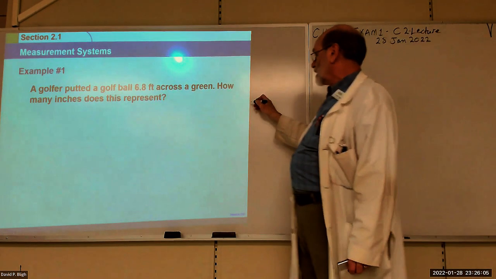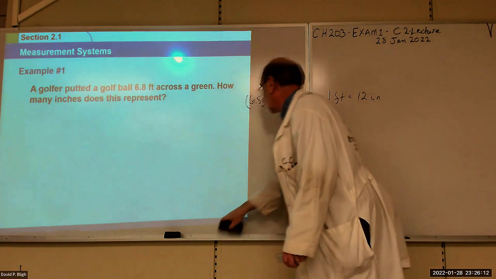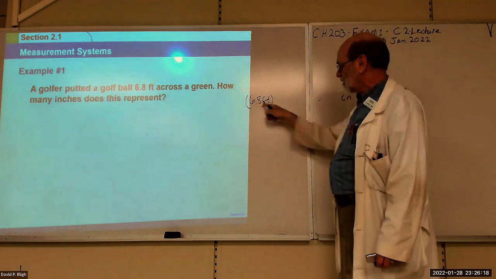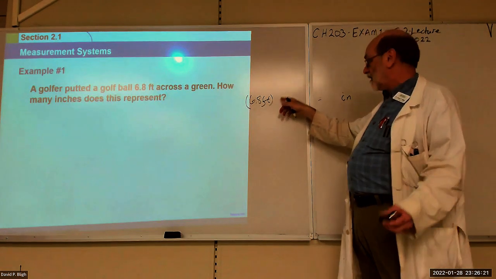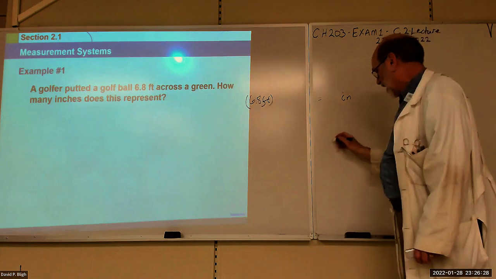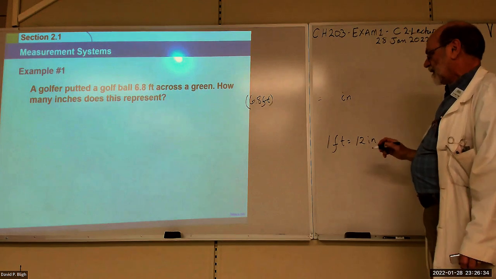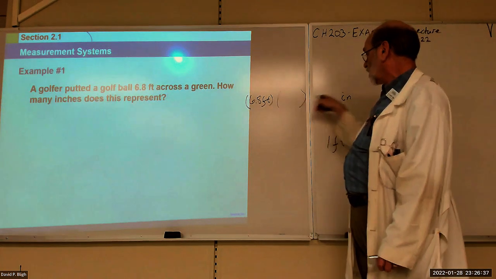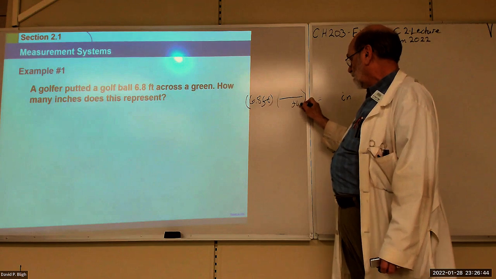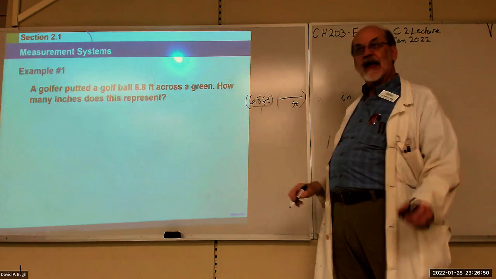Well, if we're going to convert 6.8 feet to inches, I need something in here, a conversion factor, that will cancel feet and give me inches. So my equivalence is this. How do I need to arrange that equivalence so that it will give me inches? Right? Any number sitting off by itself is in the numerator. It's understood to be like that.